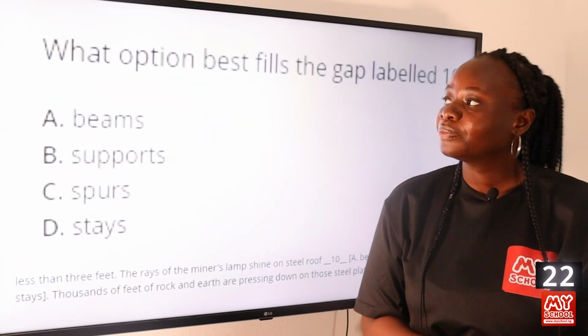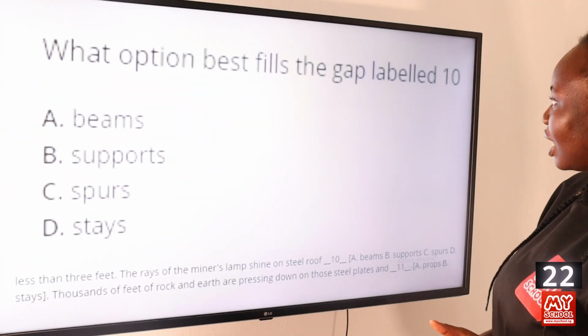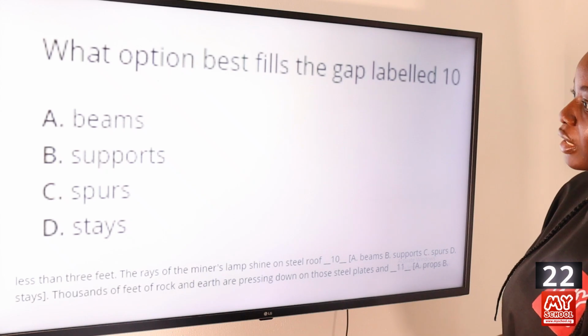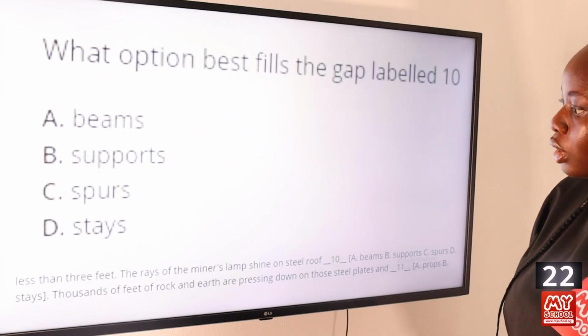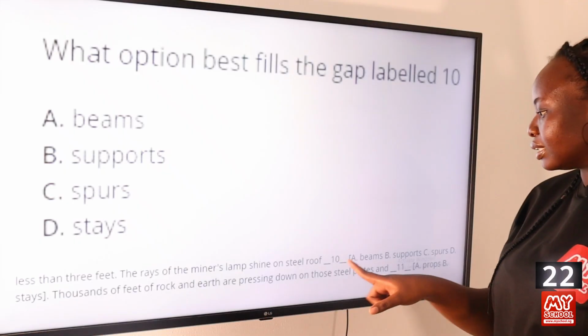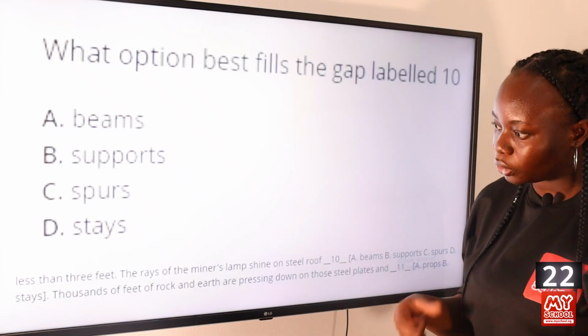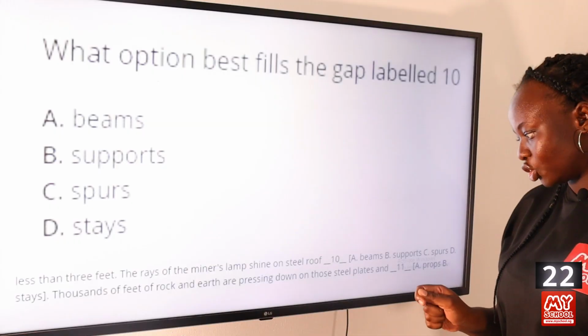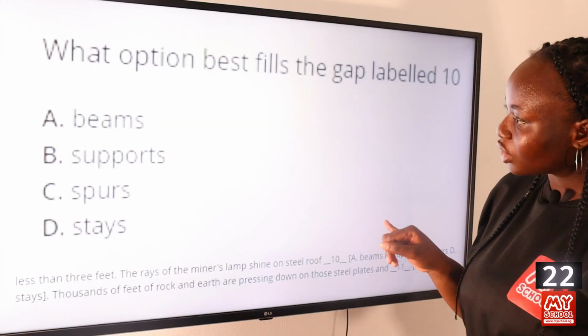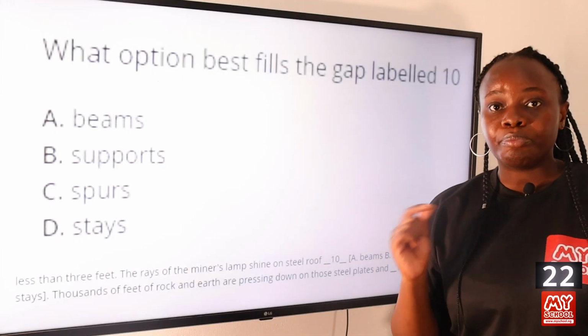Question 22. What option best fills the gap labeled 10? Option A, beams, option B, supports, option C, spurs, and option D, stays. So again, we're going to look at the sentence in which the word should be used. The rays of the miner's lamp shine on steel roof dash. So the word that should fill in this gap is option A, beams.